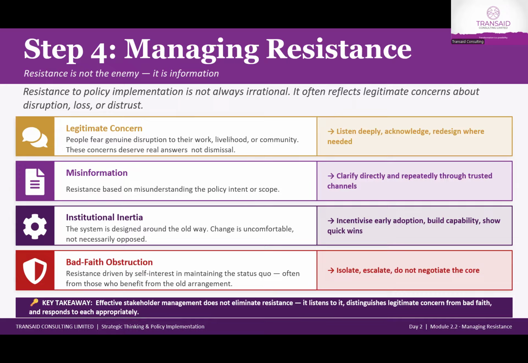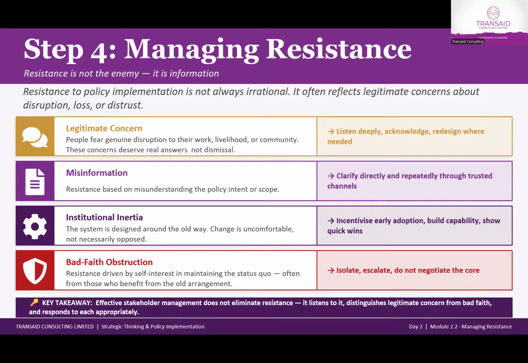Institutional inertia: the system is designed around the old way. Change is uncomfortable for all of us to some extent. So it's not necessarily that they are opposing you. You build the capability to communicate, and show quick wins that will help them adopt the policy earlier or make it easier for them to adopt the policy.